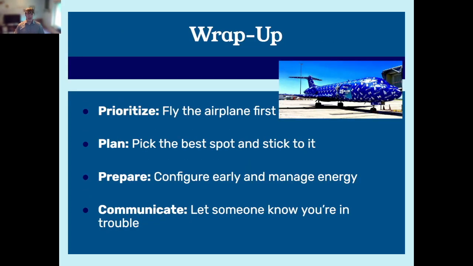All right, now to kind of wrap it up, as we kind of see in this image here, prioritize. Fly the airplane first. As we all know, aviate, navigate, communicate. Plan. You're going to want to pick the best spot and you're just going to stick to it. Prepare. Configure early and manage your energy. If you configure a little bit early, awesome. If you know that you're going to make it, that's great. Communicate. Let someone know you're in trouble. ATC 121.5, other aircraft in the practice area. Just let people know that you are in trouble.